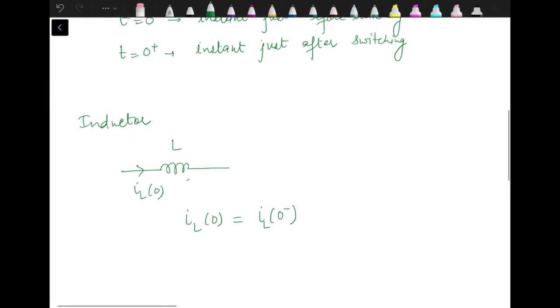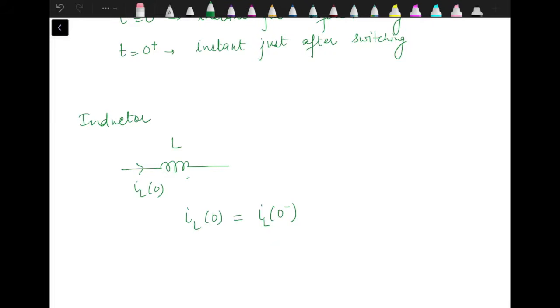Now in case of inductor, the current through the inductor is same at the instant of switching as what it was before switching, and even after switching it will remain same. So if the current through the inductor is initially 0, it will remain 0 after the switching as well. It will take some time to reach its final value. Instantaneously it can't change from one value to another one.